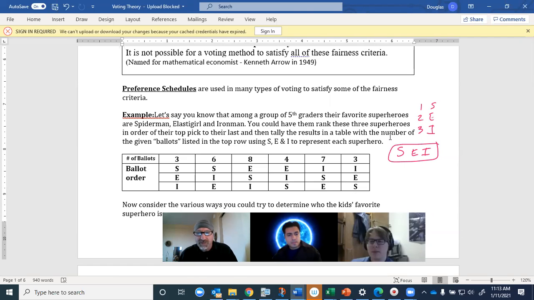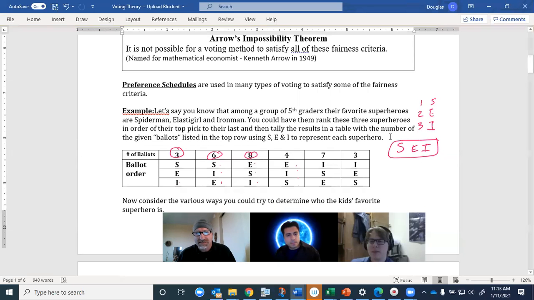Now, that means this 3 up here means 3 people had ballots that put Spider-Man first, Elastigirl second, and Iron Man third. This 6 means 6 people had ballots that said, oh, I like Spider-Man best, then Iron Man next, and then Elastigirl next. Okay. And then 8 people picked Elastigirl first, Spider-Man second, and Iron Man third. And so on. So each person ordered their ballots.